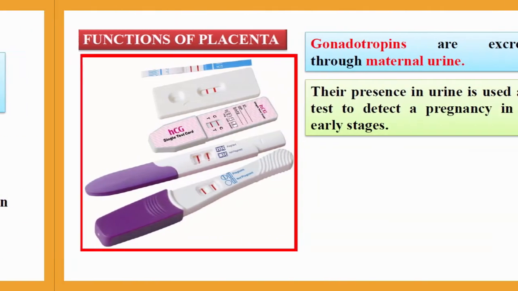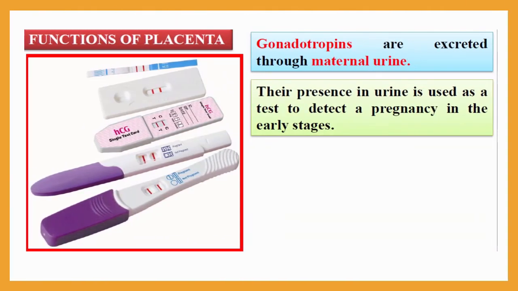Along with this, HCG plays a very important role during the pregnancy test. Okay, because this will be excreted along with the maternal urine. So if maternal urine is tested for HCG, at that time HCG will be present in the maternal urine. This is the principle behind the pregnancy test. Okay, this is a rapid test of pregnancy. Its presence in the urine is used as a test to detect the pregnancy in the early stage.